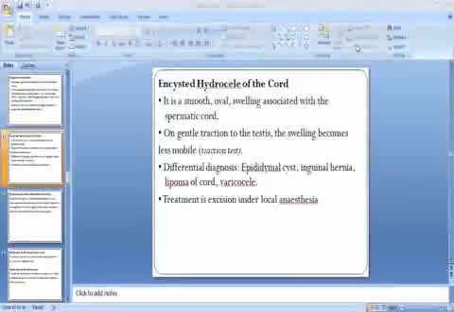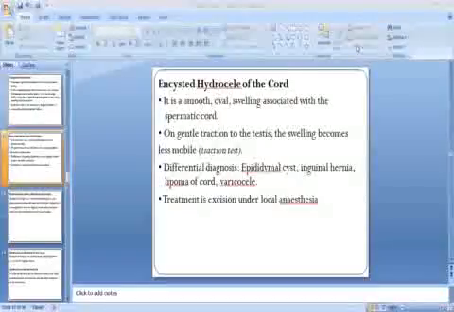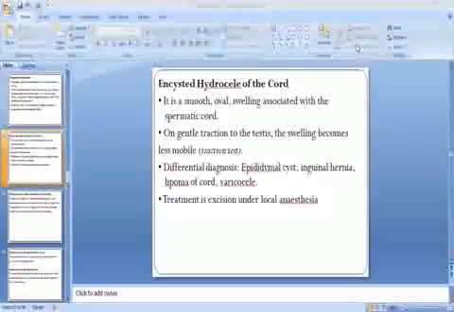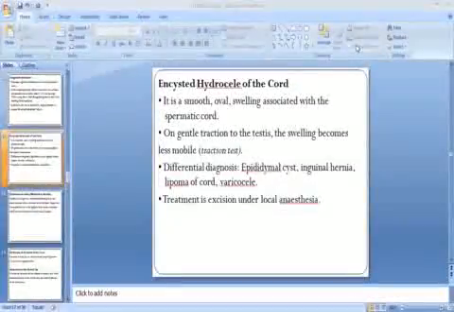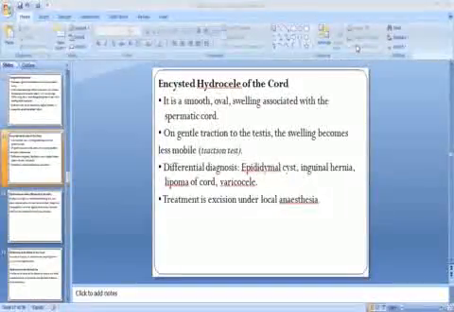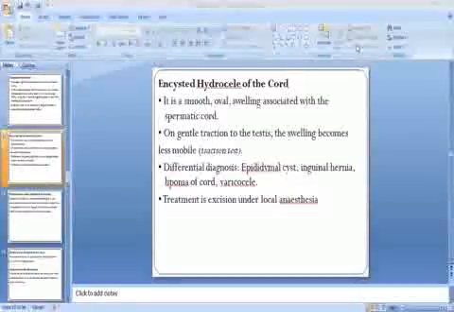It is moved over with the somatic cord; on gentle traction on the testis, the swelling becomes less mobile. This is the traction test. The differential diagnosis of epididymal cyst includes inguinal hernia, lipoma, and varicocele. Treatment is excision under local anesthesia.